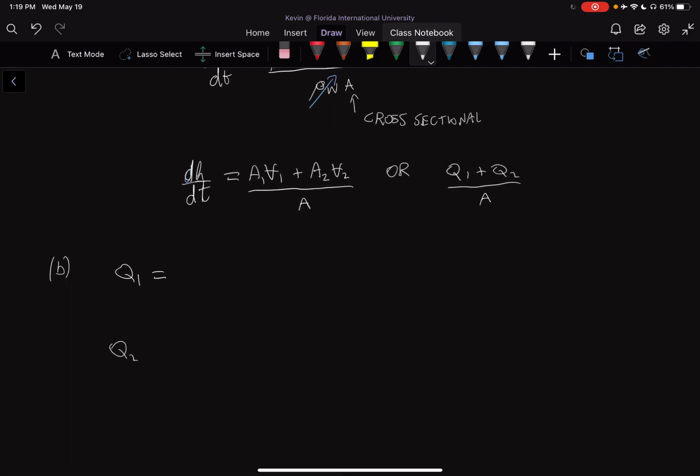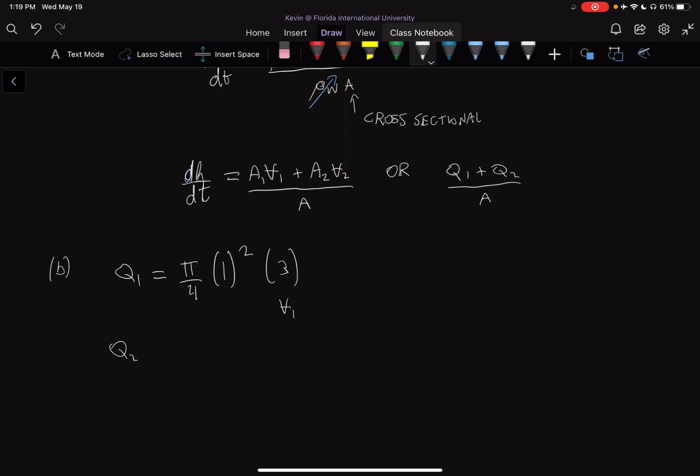So Q1 would be equal to pi over 4 multiplied by 1 squared multiplied by 3. Okay, 3 is the velocity. So this is velocity 1.